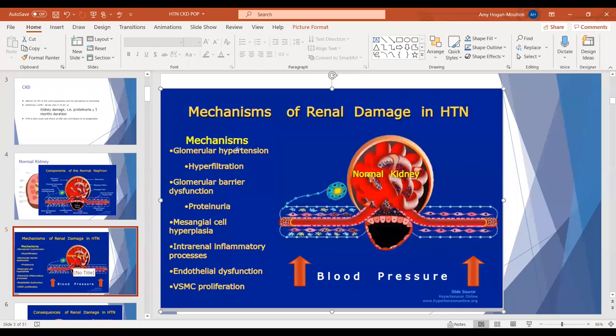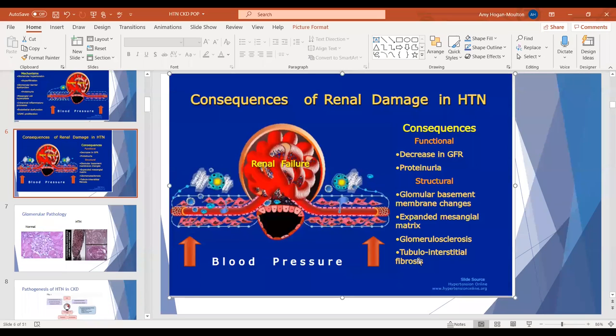So the consequences of renal damage are as outlined on the side. You'll see patients come in to your office or the hospital, and the labs will show the GFR going down and the proteinuria going up. Structurally, this tubular interstitial fibrosis is pretty important. With glomerulosclerosis, you'll see glomeruli that should look normal, but they've been offended by the hypertensive response, and they become obsolescent and start to excrete protein.